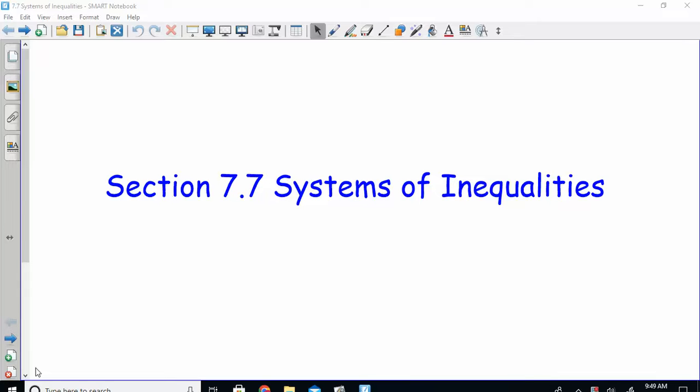We are going to look at systems of inequalities, which is when you have more than one inequality at a time. So we've done systems of equations when we have more than one equation, and we solve those with substitution and elimination. With the inequalities, in order to solve them, we are going to have to use a graph.